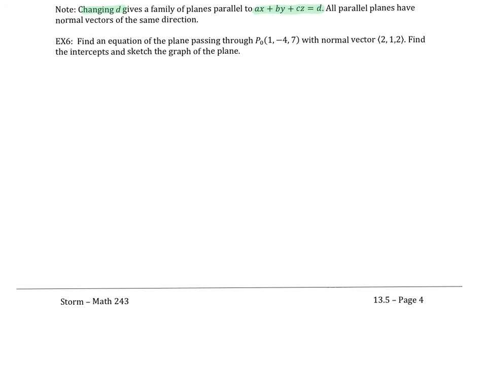So let's find an equation of a plane that's passing through a point with a normal vector 2, 1, 2. And all we have to do is simply plug those values into our equation and then simplify it. The next part is find the intercepts and sketch the graph of the plane. All right, so we have our point 1, negative 4, 7, and we have our normal vector. So remember the 2, 1, 2, that's your A, your B, and your C values. And then this would be x naught, y naught, z naught for that P value.